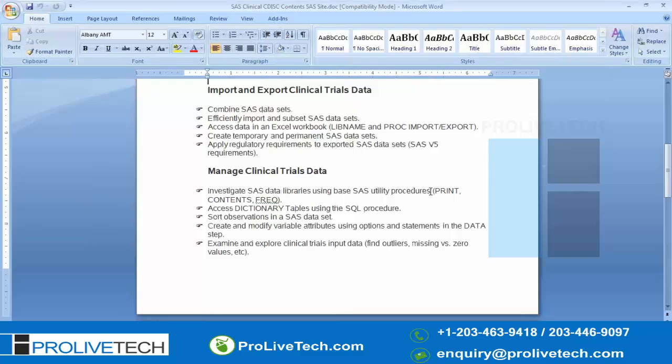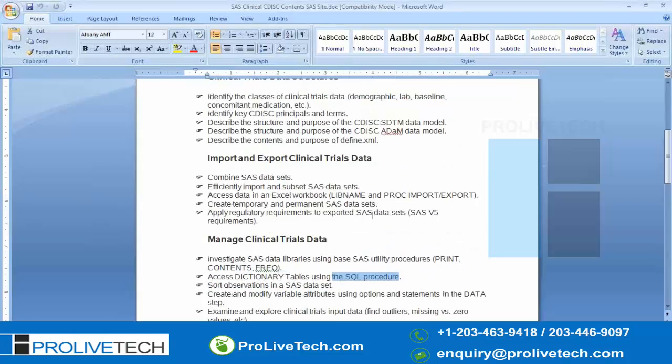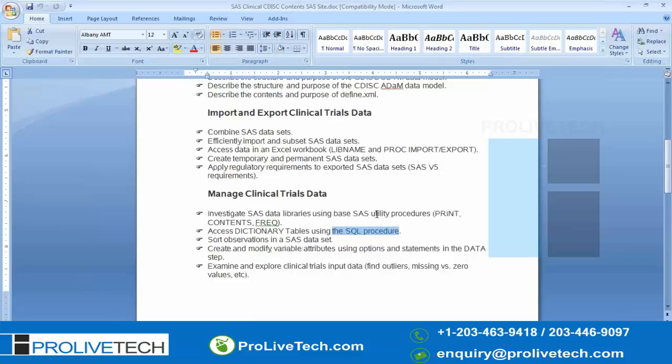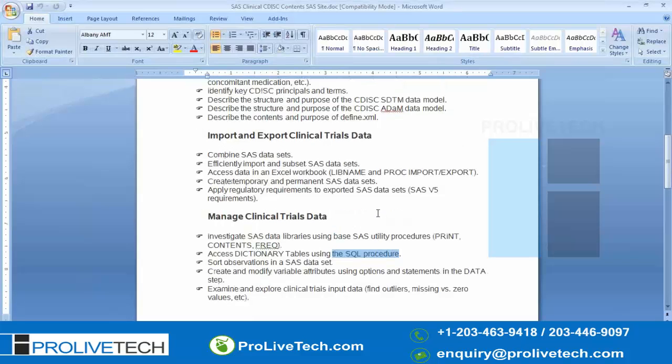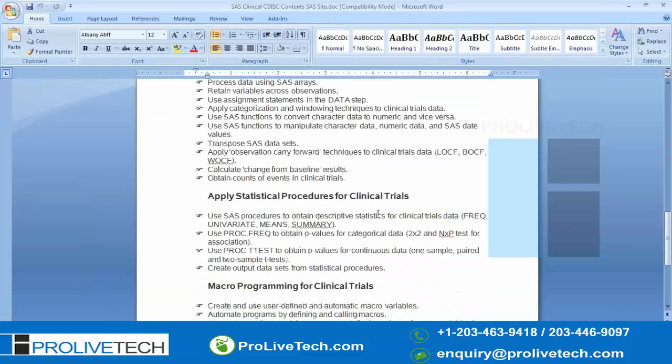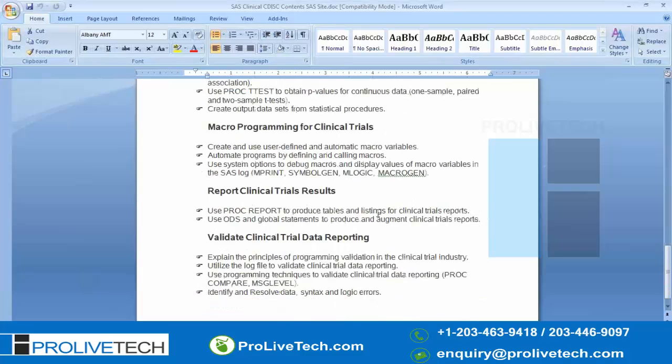Okay, check out here also print, contents and frequency. Those are general SAS procedures. SQL procedure is also there. So we will work with them. But regarding the SAS data, I mean to say clinical data, clinical study data. Yes. That is exactly what I'm looking for.